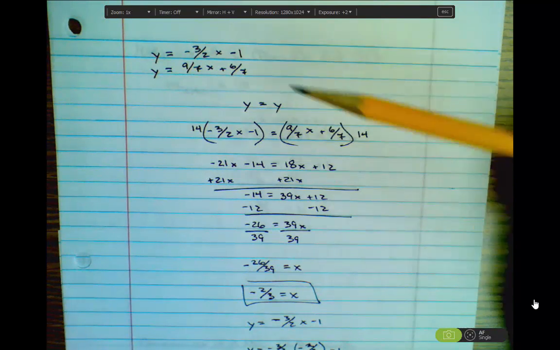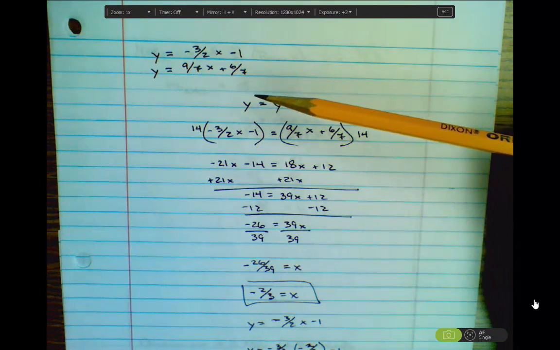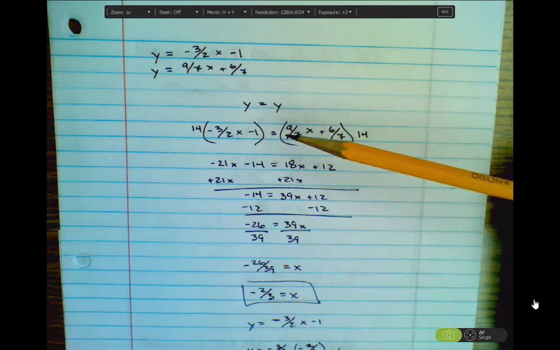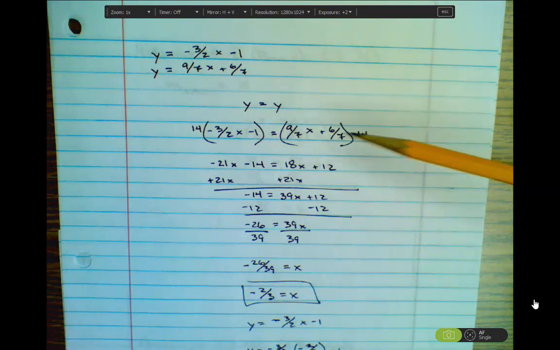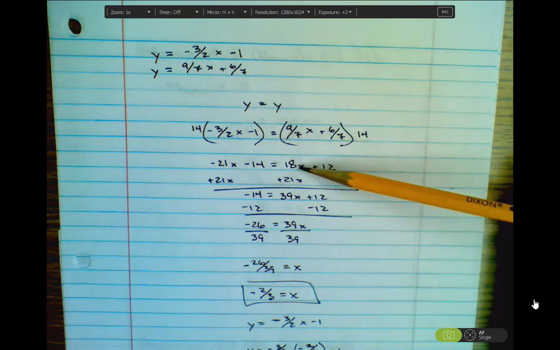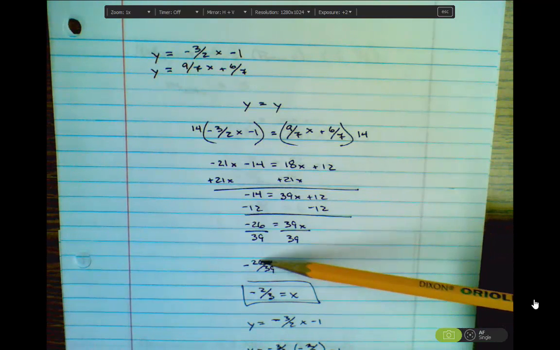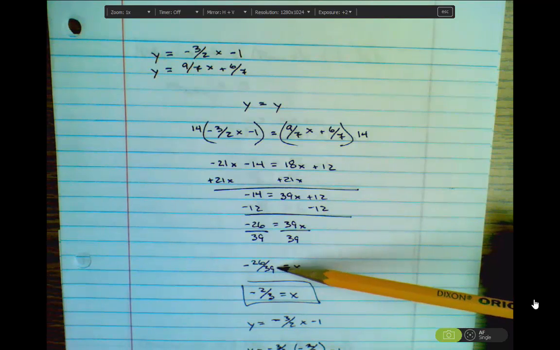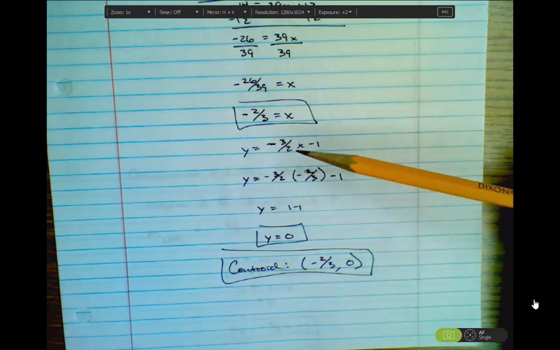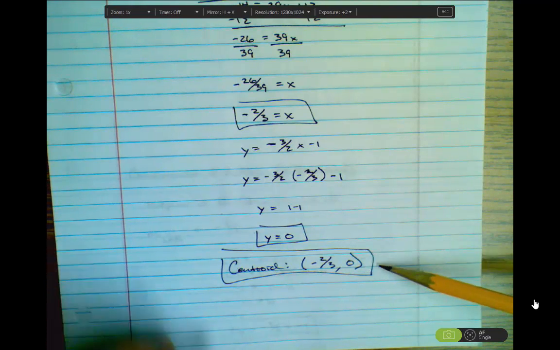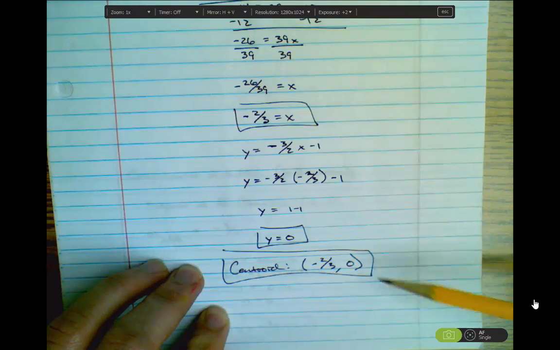Okay. I would then write and solve the system. When I set the two equations equal to each other, I'm going to multiply both sides by 14 to clear the fraction. You can see how I solve it through. The common factor here is 13. 13 goes into both. Once I have a value for x, I plug that back into one of the original equations and solve for y. So the centroid would be (-2/3, 0).